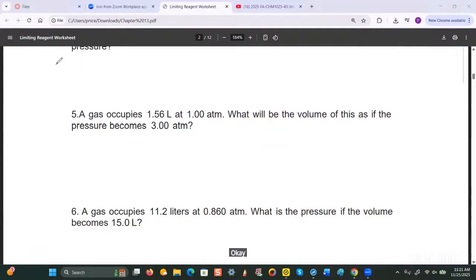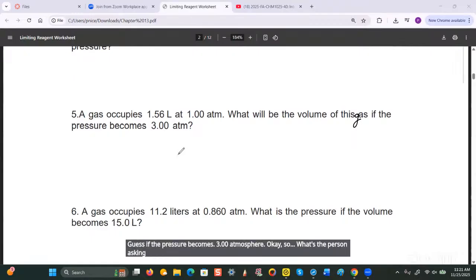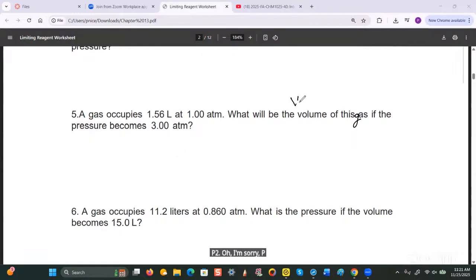Okay, number 5, it says a gas occupies 1.56 liters at 1.00 atmospheres. What would be the volume of this gas if the pressure becomes 3.00 atmospheres? And again, there's another typo here. Okay, so what's the question asking for? Let me ask you that first. P2. Yeah, you're right, P2.